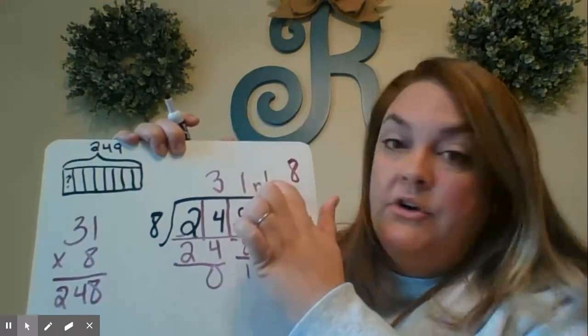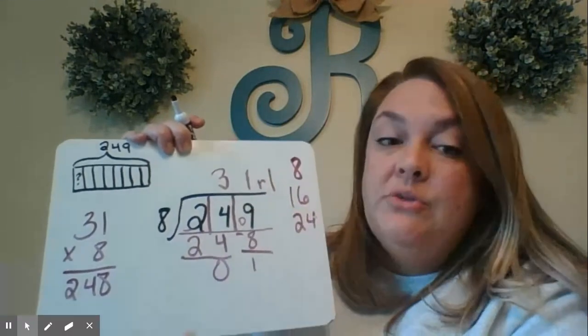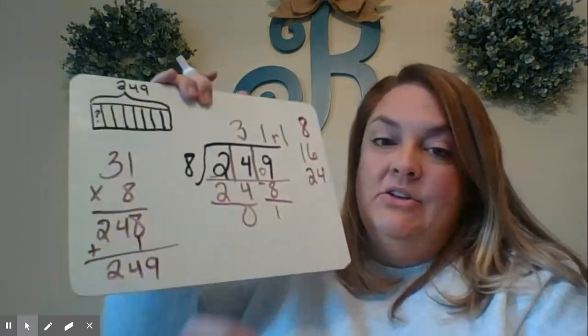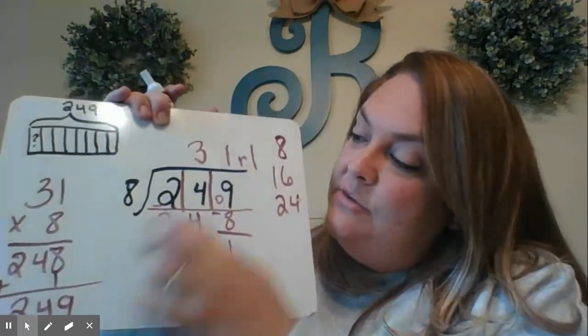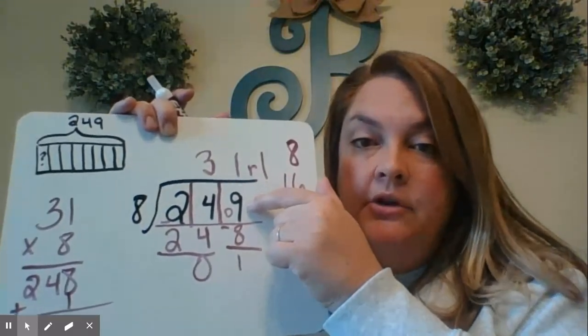I had a remainder. So once I multiply to check my answer, I add my remainder on. So I have to add that remainder of 1. When I add that remainder of 1 on, I do get 249, and it should match what's up there under your bracket, 249. That's how you know you're correct.